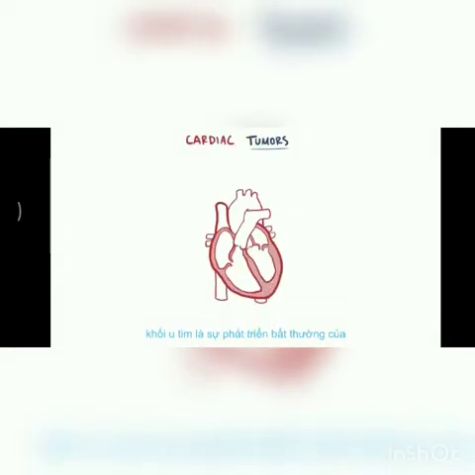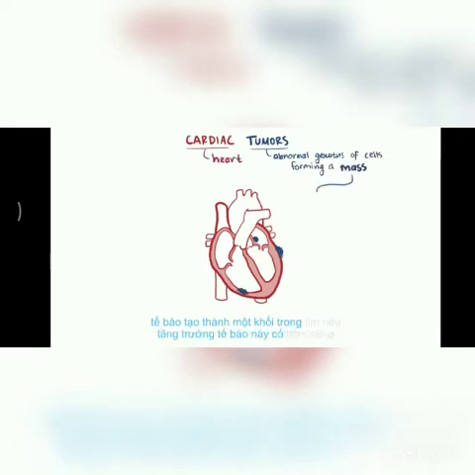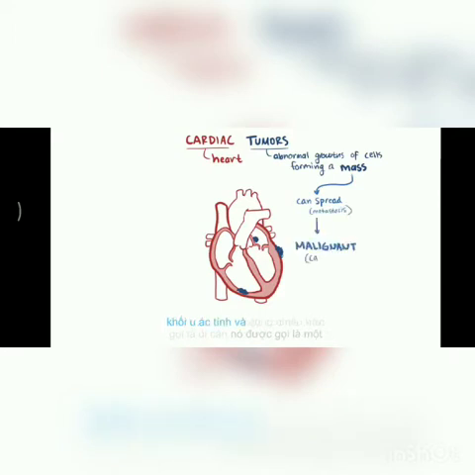Cardiac tumors are abnormal growths of cells forming a mass in the heart. If this cell growth has the potential to spread to and invade other tissues, called metastasis, it's known as a malignant tumor, and is also more commonly known as a cancer. If it is not able to invade other tissues, it's referred to as a benign tumor.